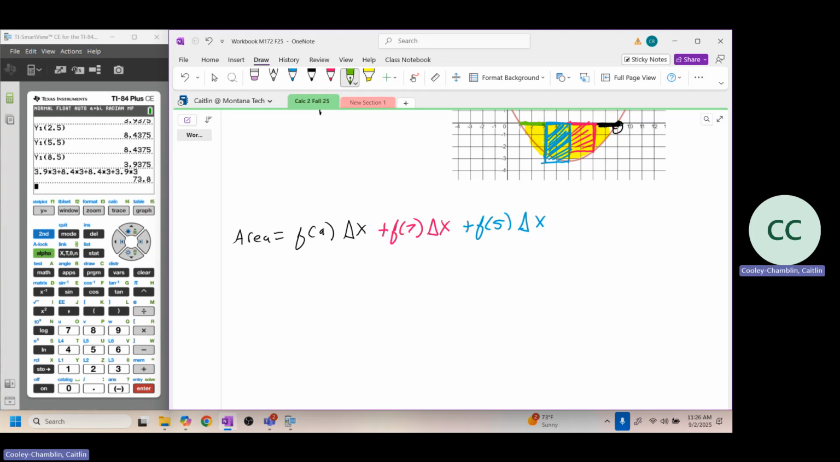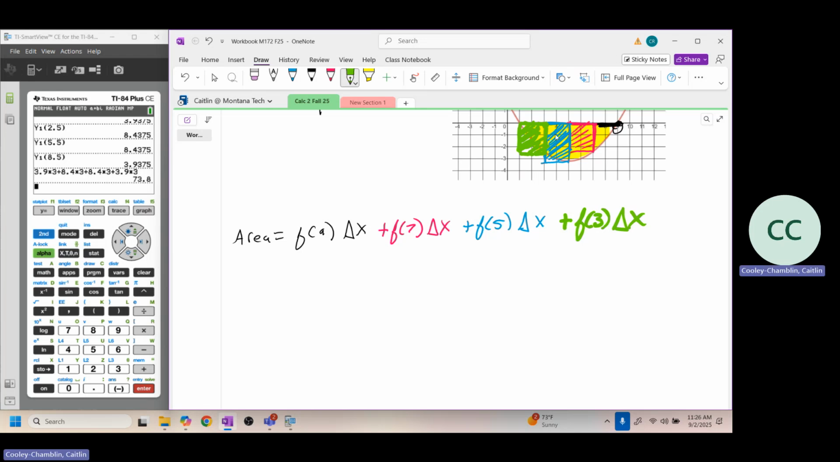Okay, in my last rectangle, I'm going to start at x equals 3. So f evaluated at 3 gives me the height of my curve. And then I'm going to go down 2, and I get this area right here. So delta x.